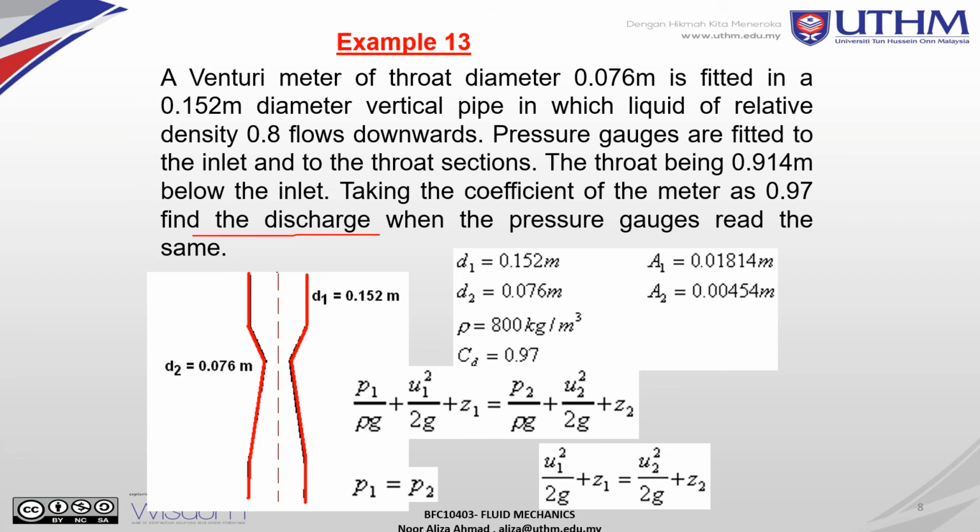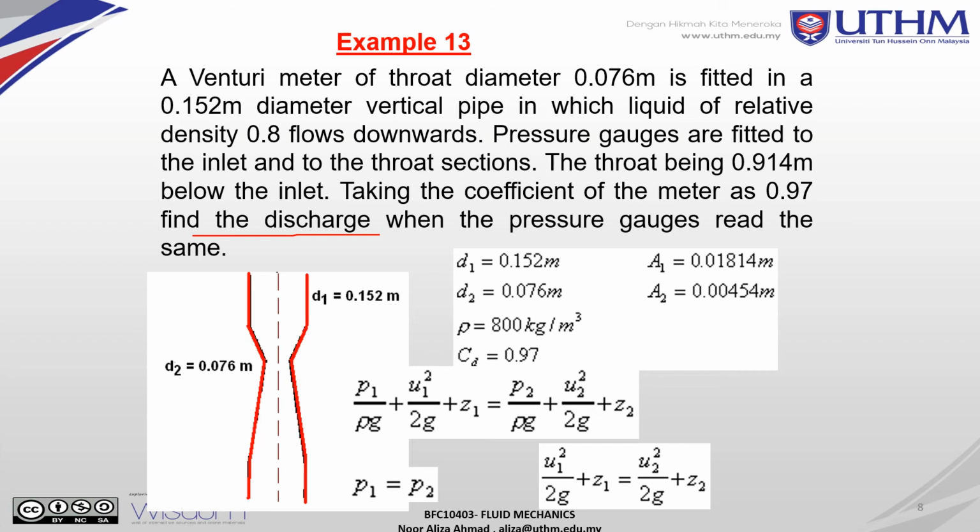We find the discharge when the pressure gauges read the same. These are the values given in this question: diameter 1, diameter 2, the pressure, and the density of the fluid, 800 kg per meter cube. Cd is the coefficient, 0.97. Area 1 and area 2 you must find from the diameters, so we get A1 and A2.